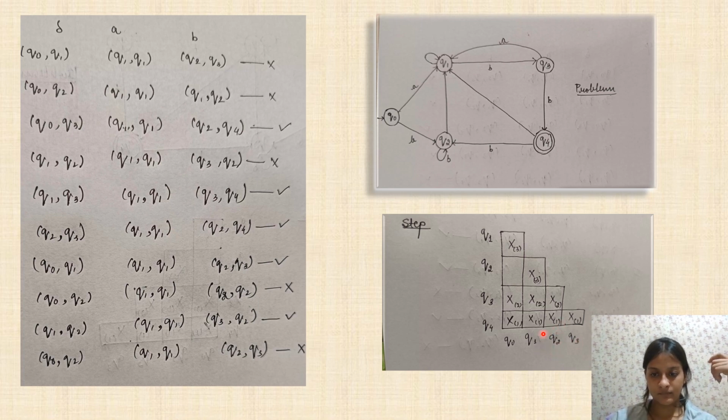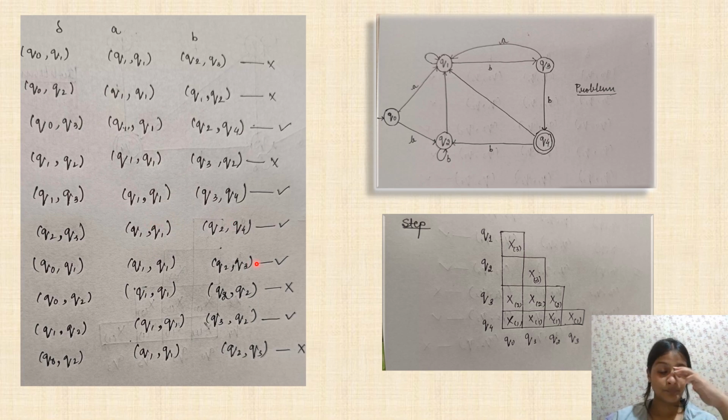Q2 and Q3. We have that column. Q2 at A, it's going to Q1. Q3 at A, where is it going? Q3 at A, Q1 again. So it will be a duplex. No need to check it. We'll be moving forward with the B transition.